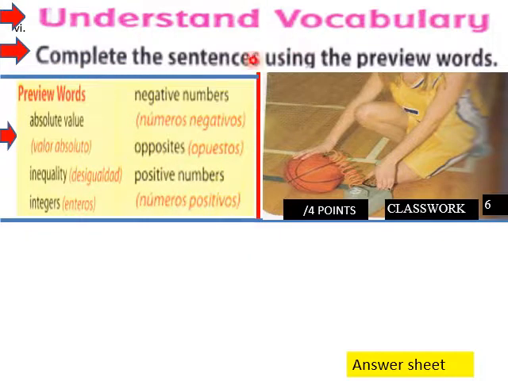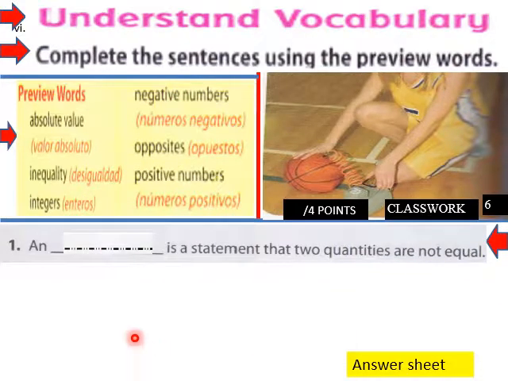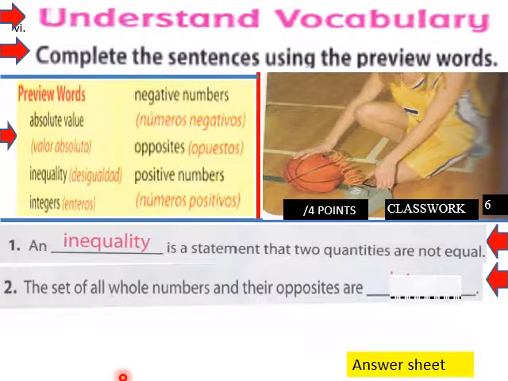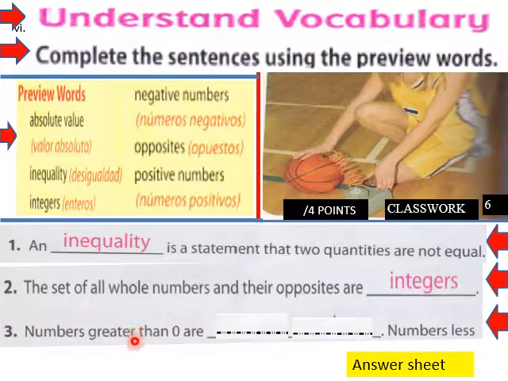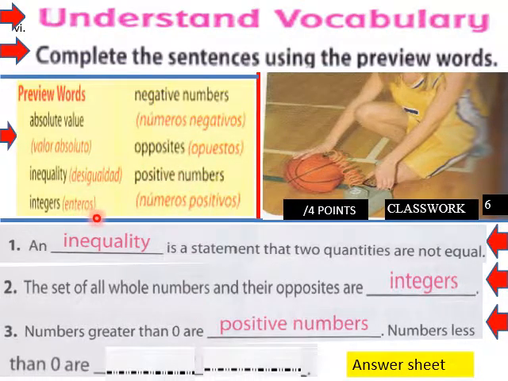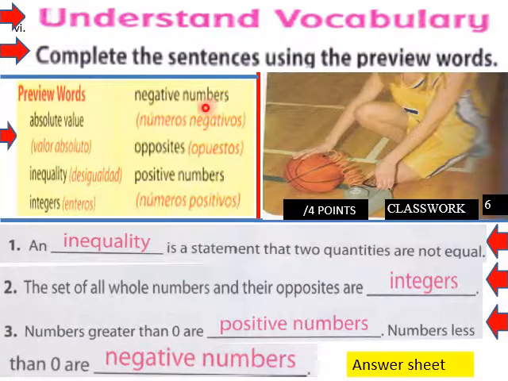Then we go into a vocabulary exercise here. Here are the preview words: absolute value, inequality, integer, positive number, opposites, and negative numbers. An inequality is a statement that two quantities are not equal. Give your students a little bit of time before they do this on their classwork sheet, teachers. The set of all whole numbers and their opposites are integers. Numbers greater than 0 are positive numbers. And numbers less than 0 are negative numbers.